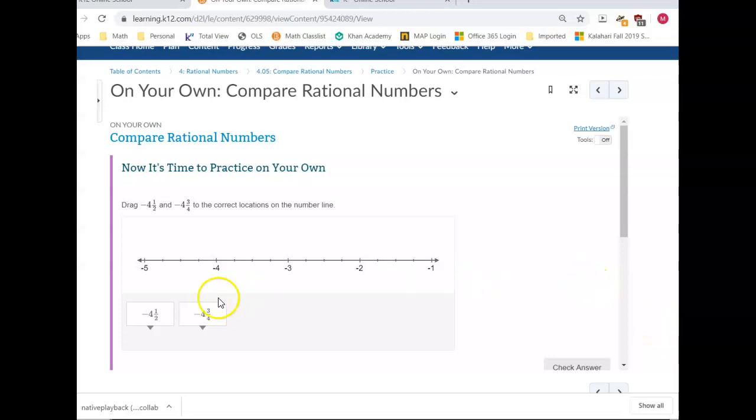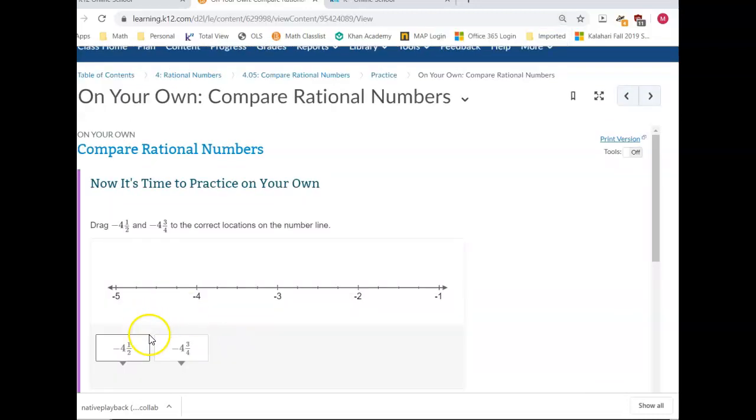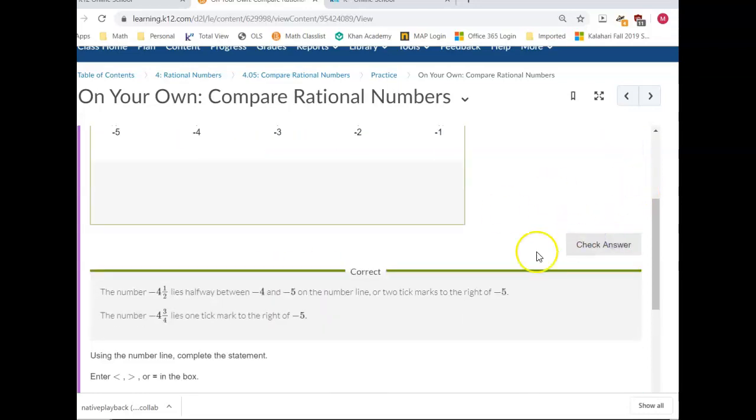So we had to do a little floating. Drag -4.5 and -4 3/4 onto the number line. So I want to look at -4 and I'm going further to the left. -4.5 is going to be between -4 and -5. Then -4 3/4 will be closer to -5, right? -4 3/4 is smaller than -4.5. It's closer to -5. Think about -4 4/4, that would be -5 exactly. So that's where those two belong.